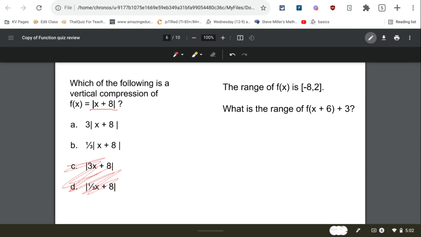And since you're wanting to compress it vertically, it's going to be the fraction. All right, the number on the outside is going to have to be smaller than 1.